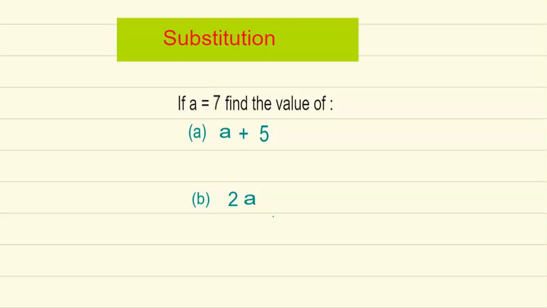So if A is 7, find the value of letter A plus 5. So we're going to substitute 7 into A. So instead of A, we now have 7. So 7 plus 5 is equal to 12.